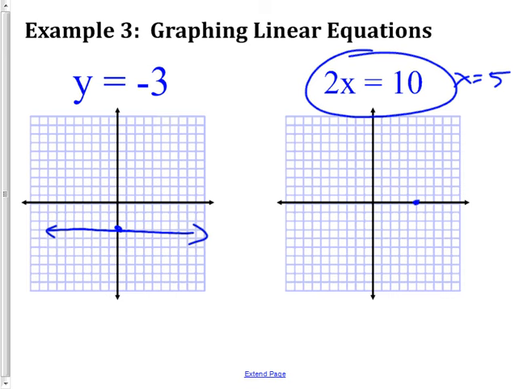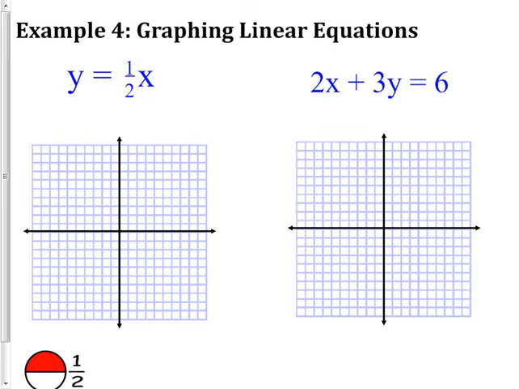Vertical or horizontal? Vertical. It's a vertical line going like that. All right, so if they're just one letter, that's how you graph them. And what if it's like this? I'll give you a hint. This is slope-intercept, except there's no intercept.